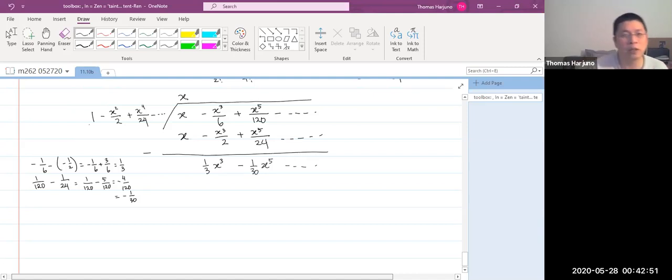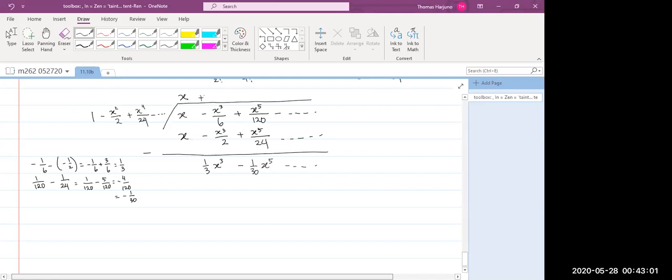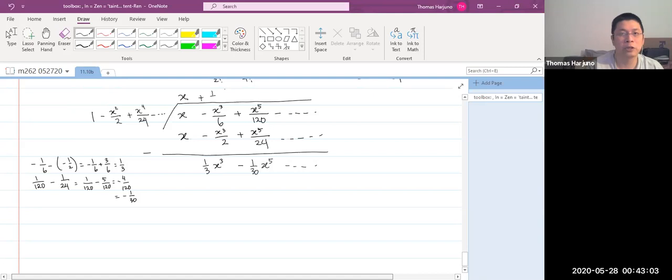Okay, so 1 times what gave me 1/3 x cubed? Plus 1/3 x cubed. So that will be 1/3 x cubed here. And then minus 1 over 6 x to the 5th, and on. So that's good.